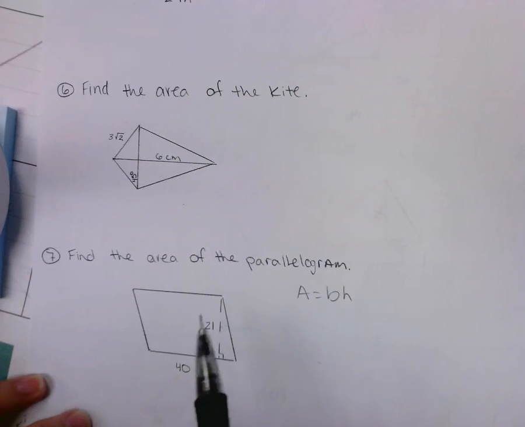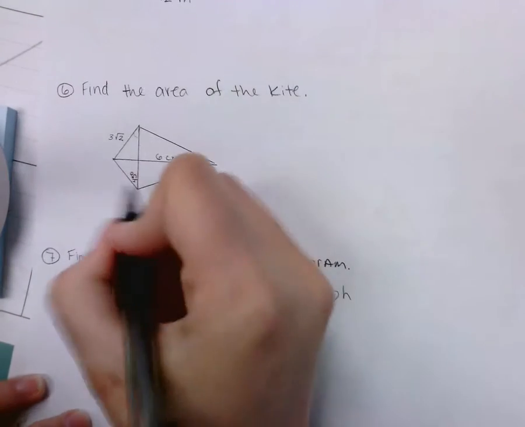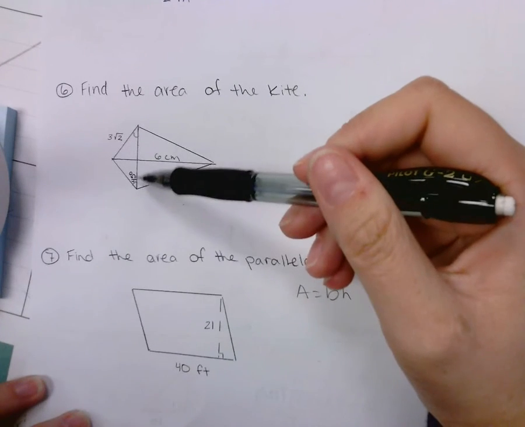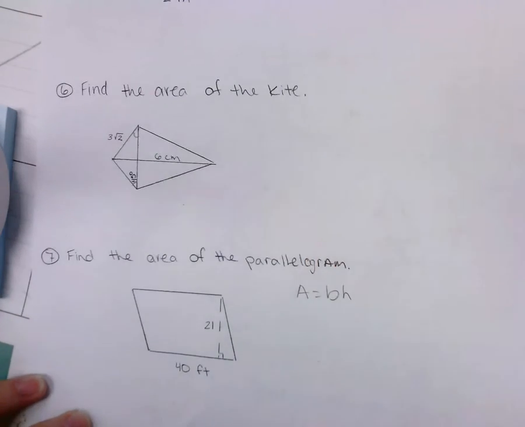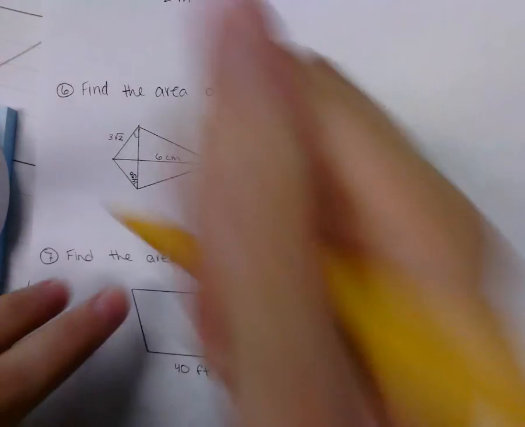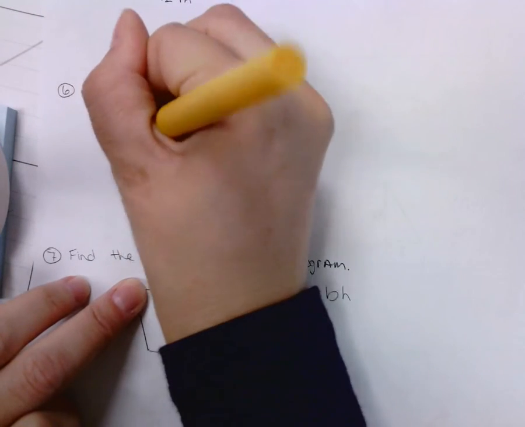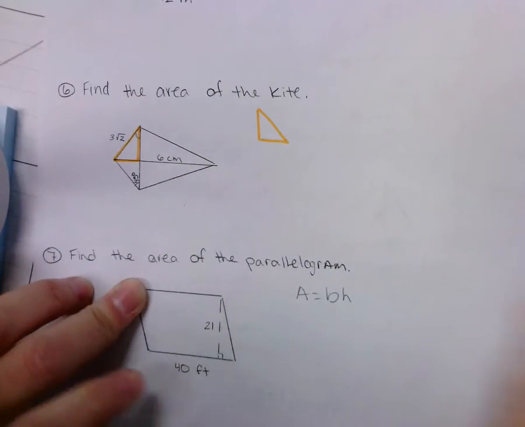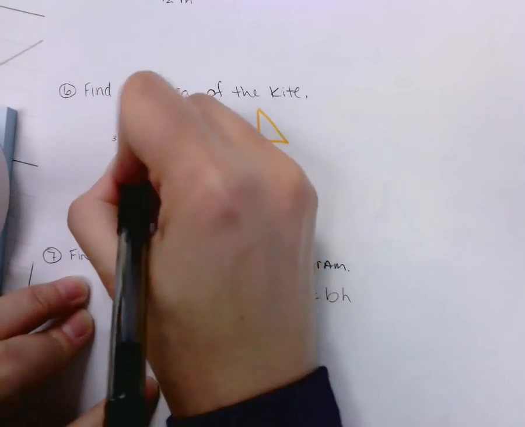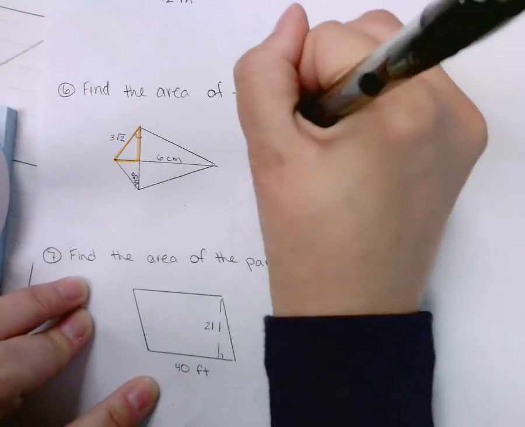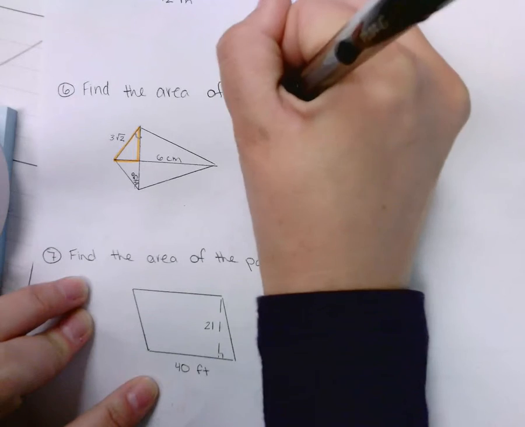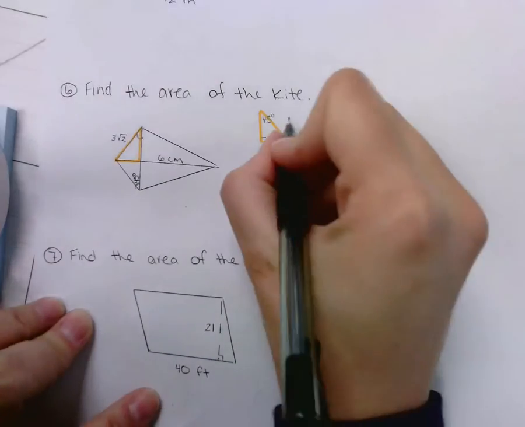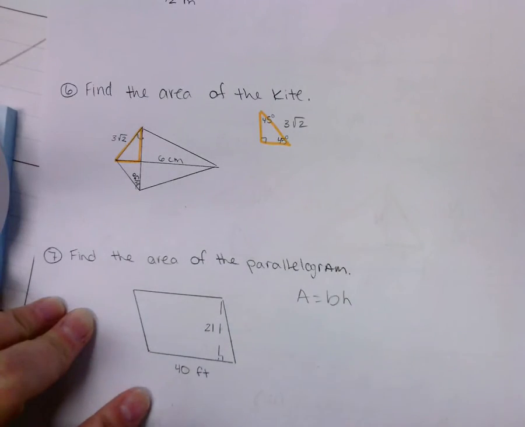So in a kite, these angles are congruent. I know it's sideways, but this says 45 degrees, so we're going to use that to find some things. If you look at this triangle, because in a kite these angles are congruent, that makes it a 45, 45, 90 triangle. And we know the hypotenuse of that triangle is 3 root 2. That's this piece.